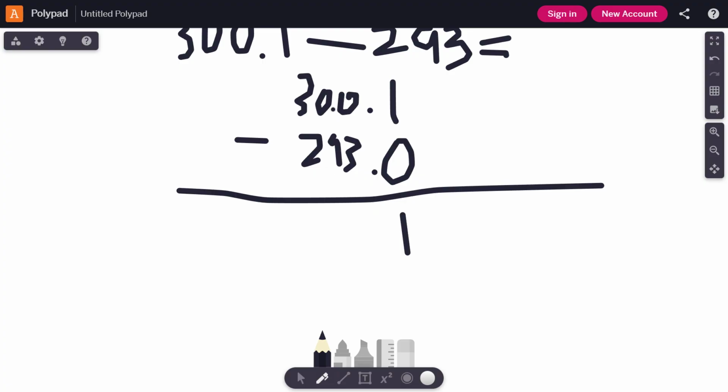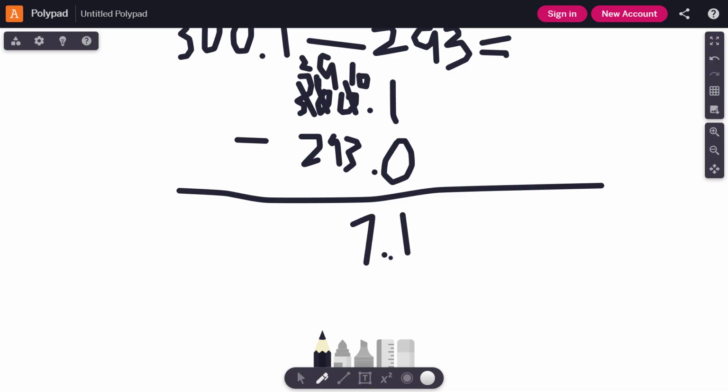I can borrow nothing from 0. And then this 0 asks its neighbor, can I have a 10? 3 says yes. 3 became a 2. 0 became a 10. And then this 0 is like, give me my 10. I asked you for a 10. You asked the other people for a 10. Now you have to give me a 10. So this 10 becomes a 9. This 10 becomes a 10. This 0 becomes a 10. Now we can actually do it. 10 take away 3 is 7.